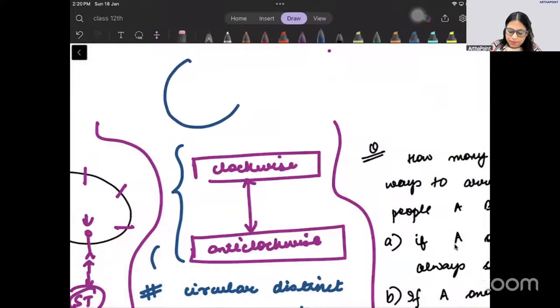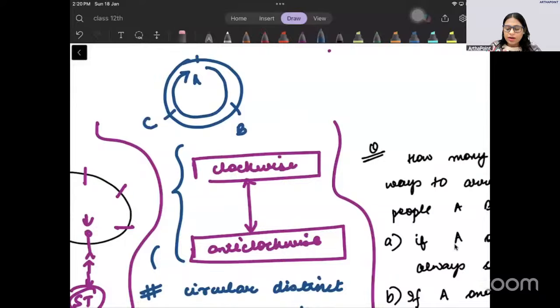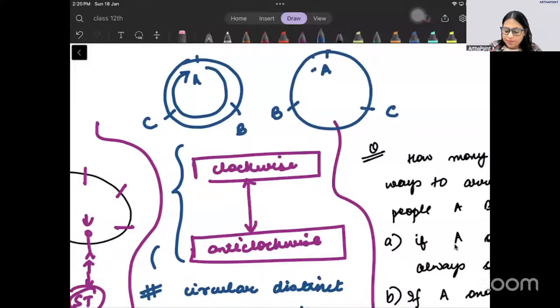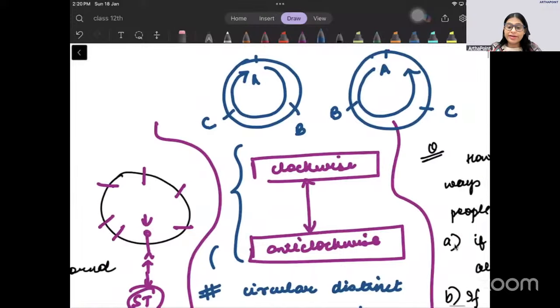For example, I begin in a circle such that A is here, there are 3 people, B is here and C is here. This is my first arrangement. I have gone clockwise: I gave A, B, and C. And if I go anti-clockwise, A is here, B is here, and C is here. These are the two arrangements that we have. So if someone asks you how many arrangements are possible, you will tell me, ma'am, two arrangements are possible.